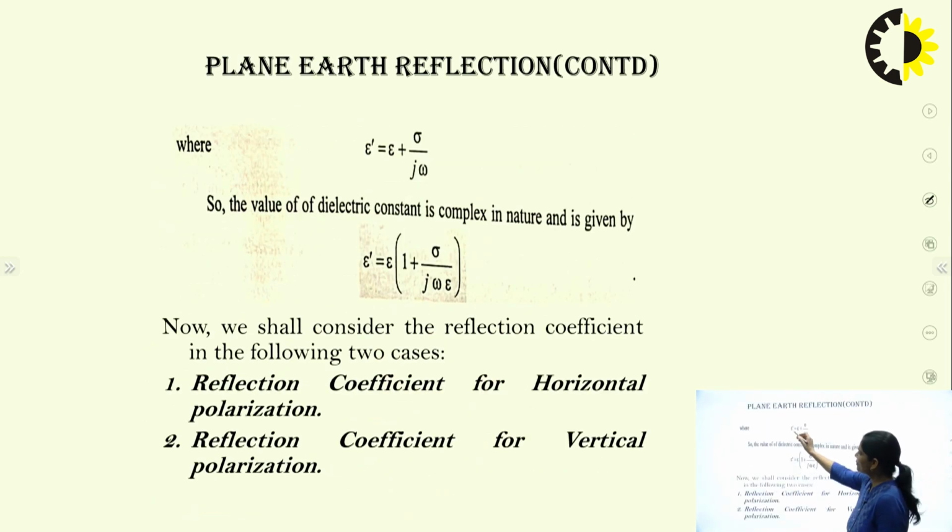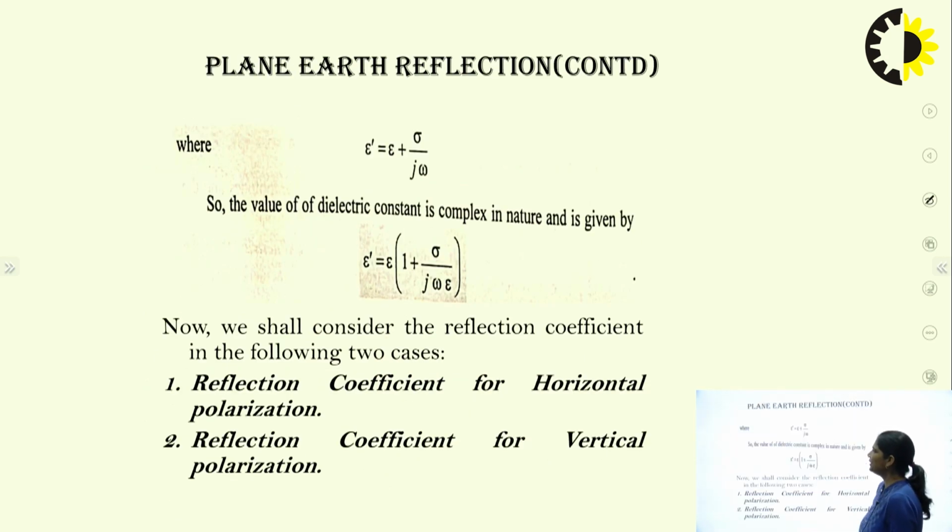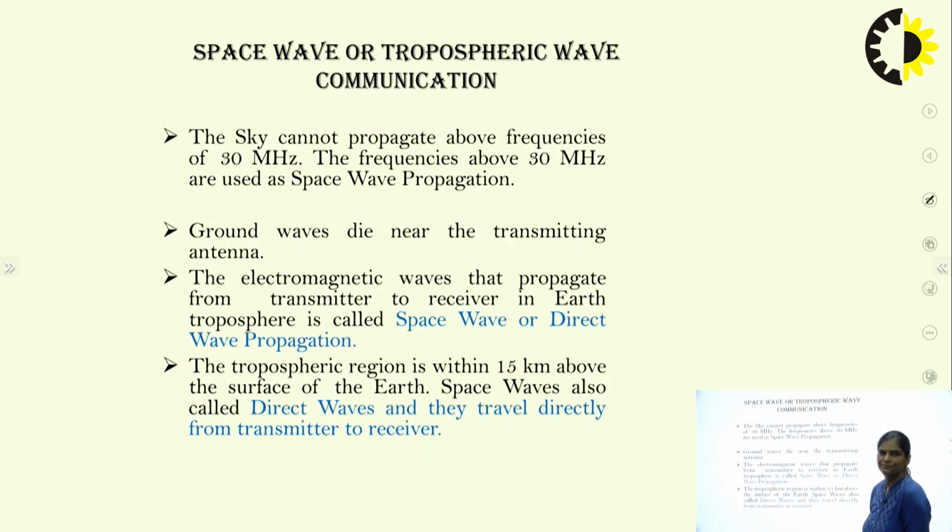Where ε' is equal to ε + σ/jω, as considered in the previous equation. So the value of the dielectric constant is complex in nature and it is given by ε' = ε(1 + σ/jωε), taking ε common in the bracket. We shall consider the reflection coefficient for the following two cases. First is the reflection coefficient for horizontal polarization and the second is the reflection coefficient for vertical polarization.